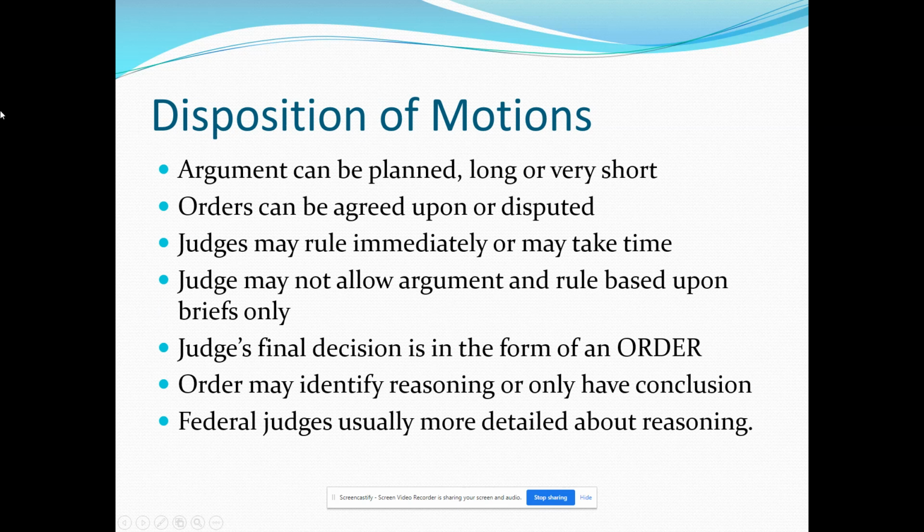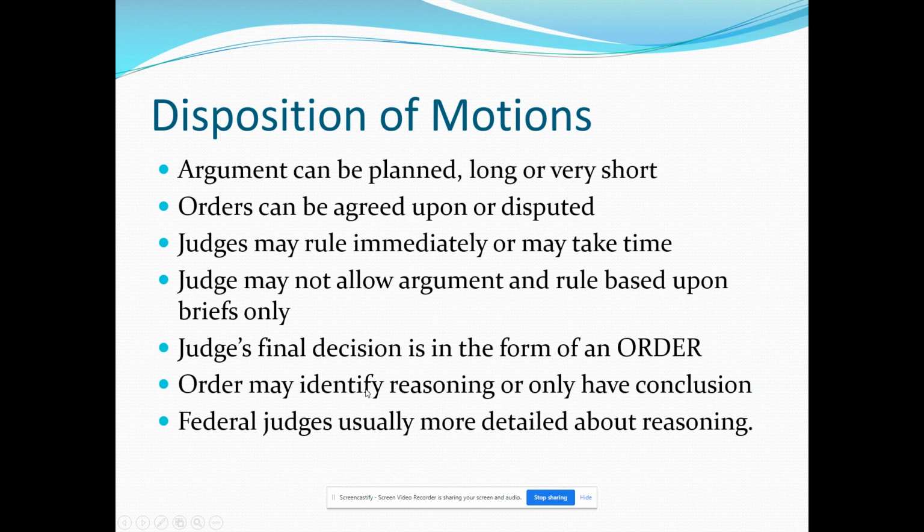So what happens after you file your motion? How are they disposed of? You can have a long oral argument or a very short one. Parties can agree on orders, or maybe they're disputed. Judges sometimes make their decision right away. Sometimes they may take it under advisement and write a written ruling later. Judges may say, there's no oral argument, I'm just going to look at all your briefs, and I'm going to make my decision based on those briefs.